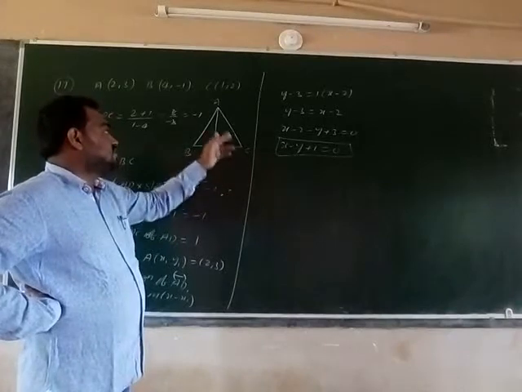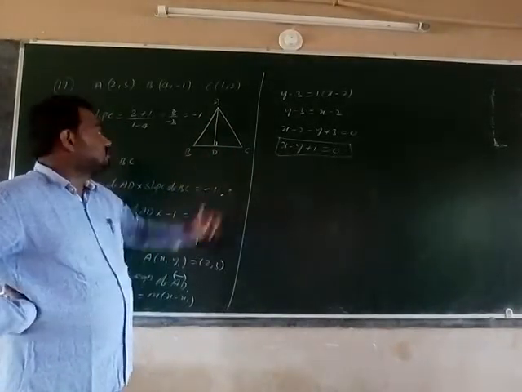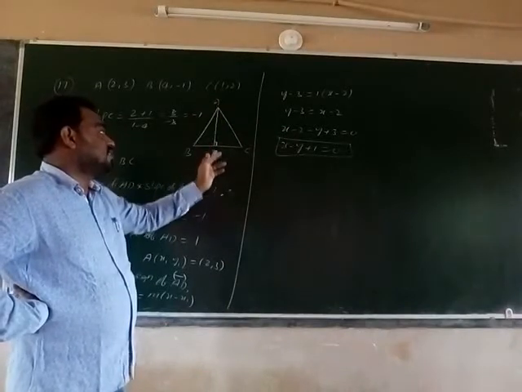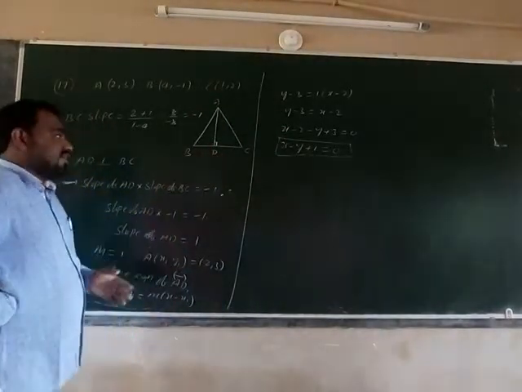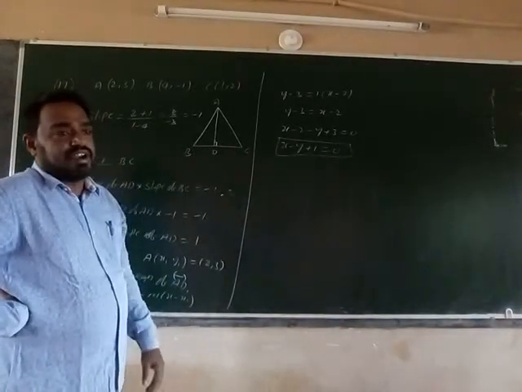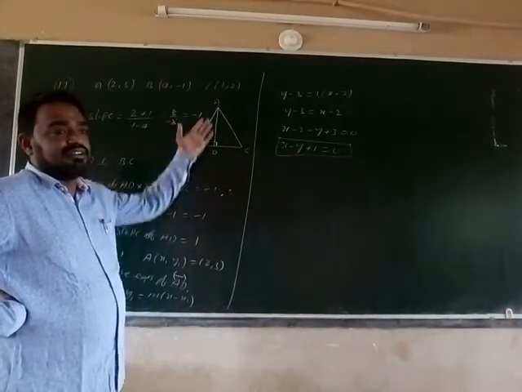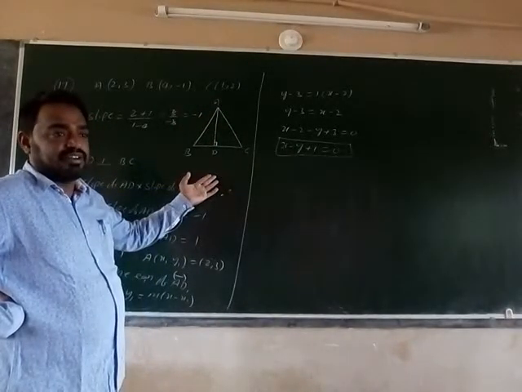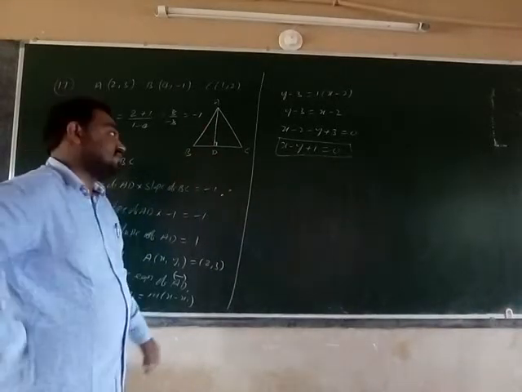We know the AD equation and the BC equation. By solving those two, we get the D coordinates. Next, we find the distance from A to D. This is one concept. Another concept is: you find the BC equation, next you find the perpendicular distance from A to BC. That is the perpendicular length, nothing but the altitude. So that is the easy one.